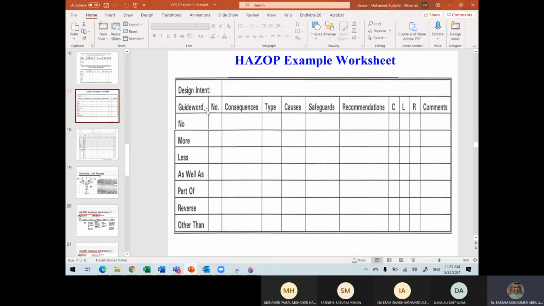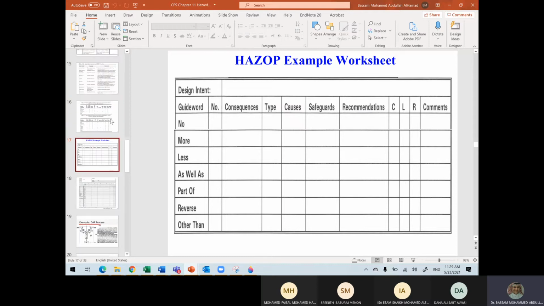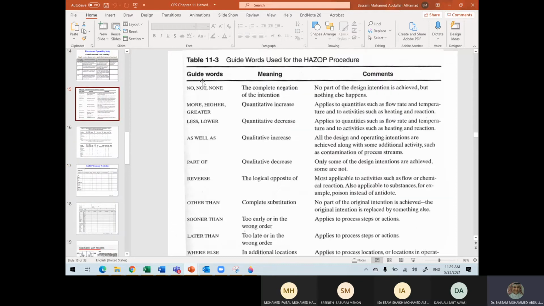So yes, these are the kind of things. And so these are another example of guide words. I think so. I had a place where I mentioned here, yes, no, not, none, more, higher, greater, less, lower, as well as, part of, reverse. So these are many ideas of guide words that also could help you within the HAZOP. Guide words to use for the HAZOP procedure.